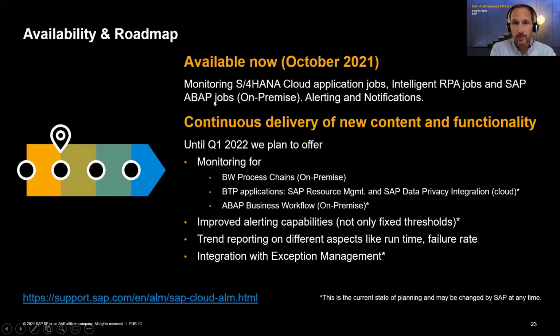So ABAP jobs and planned for Q1 until Q1 monitoring for BW process chains. Actually, this is available already. It's not planned anymore. It's available. Of course, feedback welcome. We will improve on what we offer, no doubt about that, but it's there. Alerting and notifications are there. And what is next? What will come?